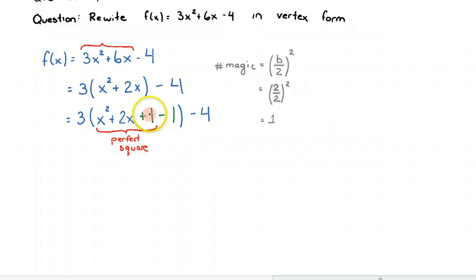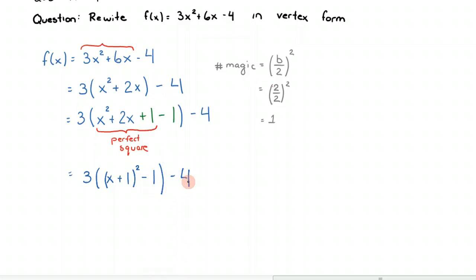So we say two numbers that multiply to give me 1, but add to give me 2, and that is 1 and 1. Let's keep our colors the same here. So I'm going to end up with 3 times x plus 1 squared minus 1, close my bracket, minus 4.